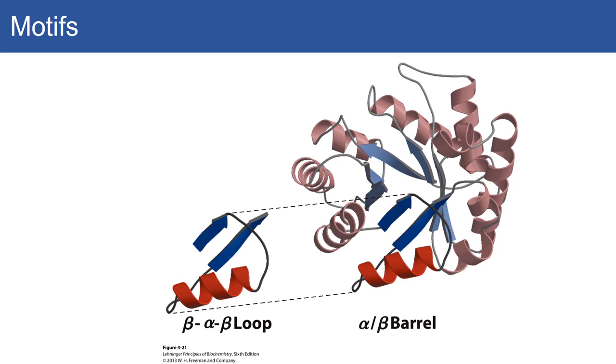So we can build these up and eventually get into some very complex tertiary structures. Here we have a beta alpha beta loop that's made into an alpha beta barrel, which is a combination of multiple motifs. And in particular, this alpha beta barrel is important in things like pyruvate kinase, which is an enzyme we'll see later.